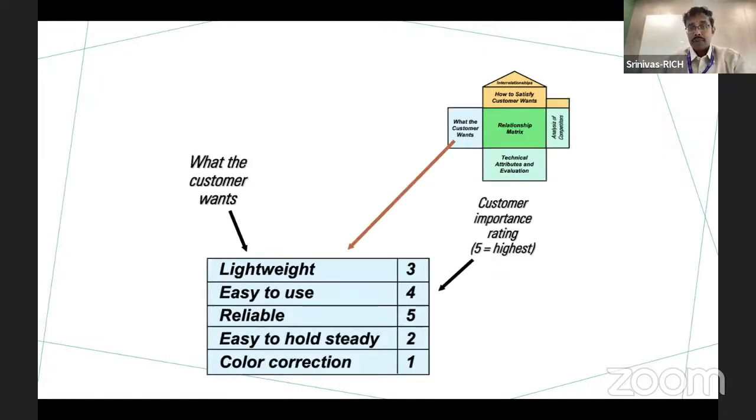Okay. So what does the consumer want first? There could be a couple of things that we note down through the research, the quantitative or qualitative research. That is, the consumer wants the camera to be lightweight. He wants it to be easy to use, very reliable, easy to hold in hand and carry. And then they want an additional feature of color correction, right? So these may be some of the key things.